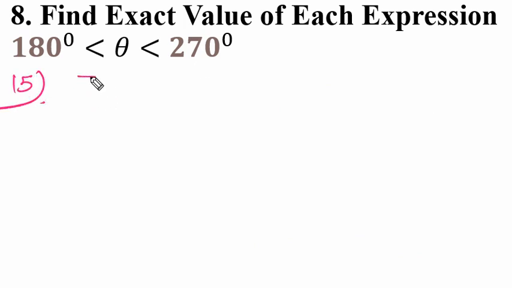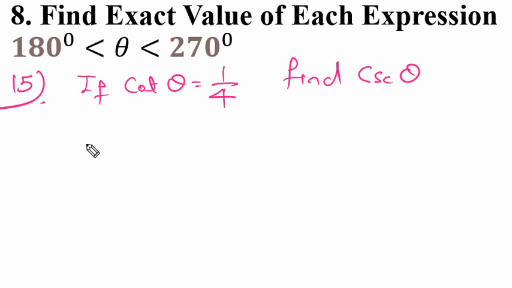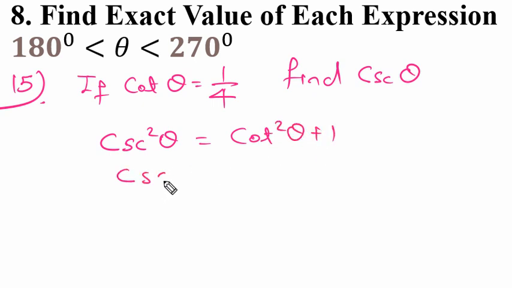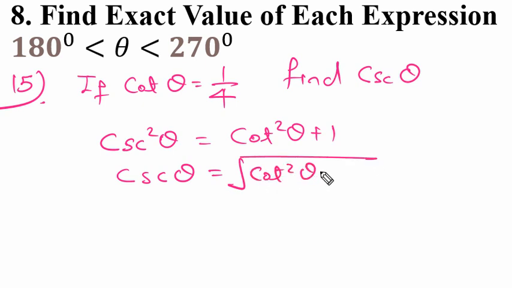Now the next question: if cot theta is equal to 1 over 4, you have to find cosecant theta. Cosecant square theta is equal to cot square theta plus 1. This is our trigonometric identity that you need to know. So cosecant theta is equal to the square root of cot square theta plus 1, the square root of (1 over 4) square plus 1. Now let's solve this.